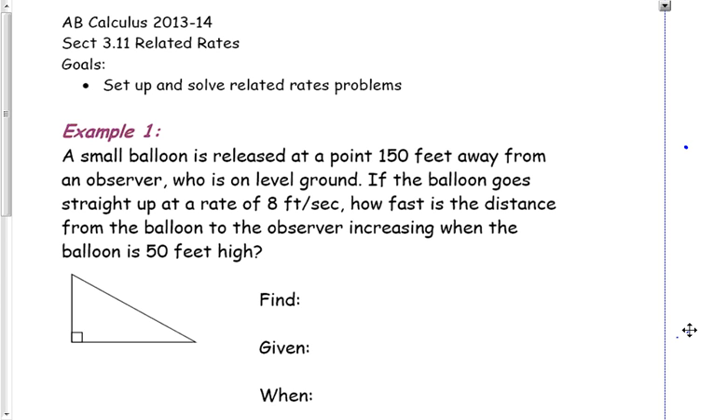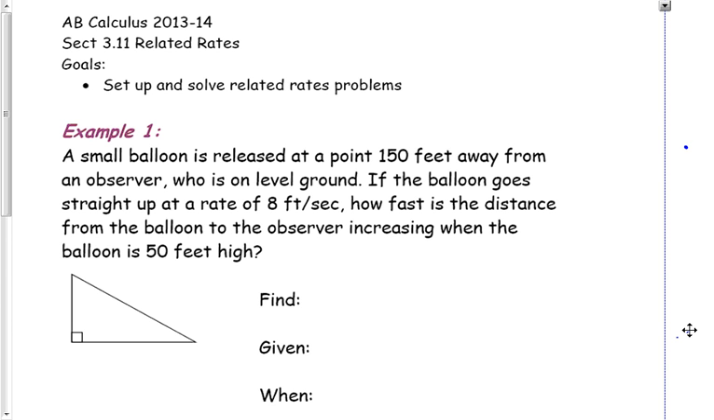Example 1, there's a balloon. I don't know when you'd ever find yourself in this situation, but can you imagine how cool it would be if you did? You're standing here, a balloon just happens to be 150 feet away from you, and you can see it, and you want to measure the distance between you and the balloon. Well, before the balloon is released, you're 150 feet from it, right? If we know how fast the balloon rises, we can use related rates to calculate how fast the distance between you and the balloon is changing.